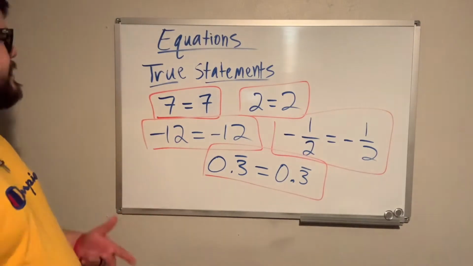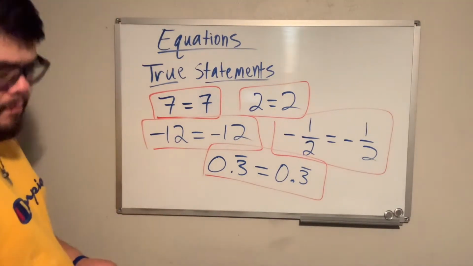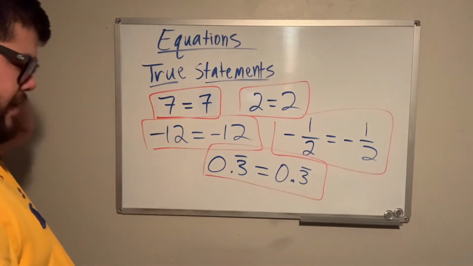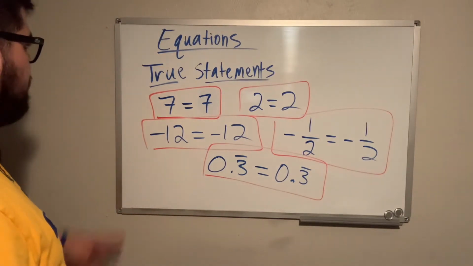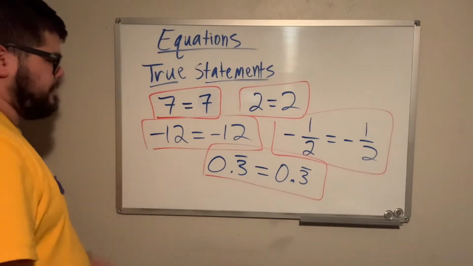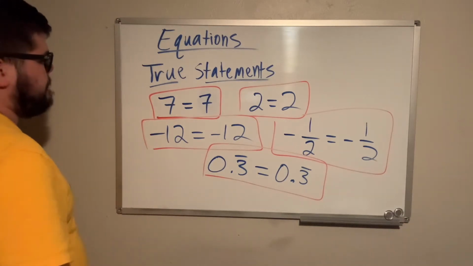And again, I know this can seem like, why are we doing this? But it's important, and you'll see why here in a little bit. Part one of equations. Here we go. I'm going to go ahead and erase true statements. We're going to go into false statements. Make sure you have this written down.